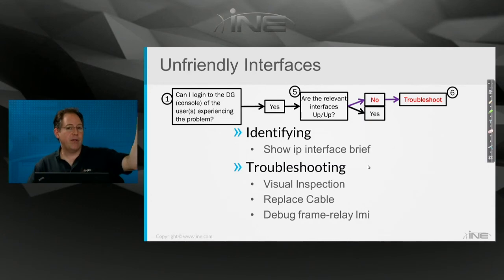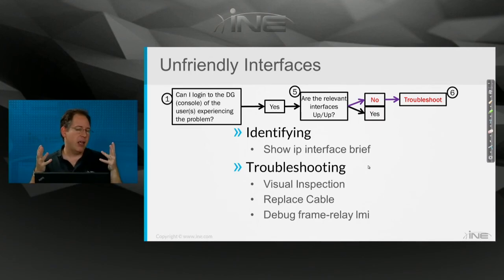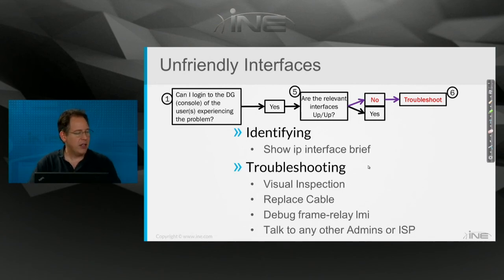Now, if the upstream device going to my service provider is using frame relay, let's say, and it says up/down, it's physically up, but line protocol is down. Well, with frame relay, we use a protocol called the Local Management Interface, LMI, to exchange keepalives between myself and my frame relay provider. Maybe those keepalives have stopped, or there's something weird going on with them. In other words, it's not my fault, but the frame relay provider has started doing something weird. So we can do a debug frame-relay lmi to maybe spot that problem. Lastly, talk to any other admins or ISPs.